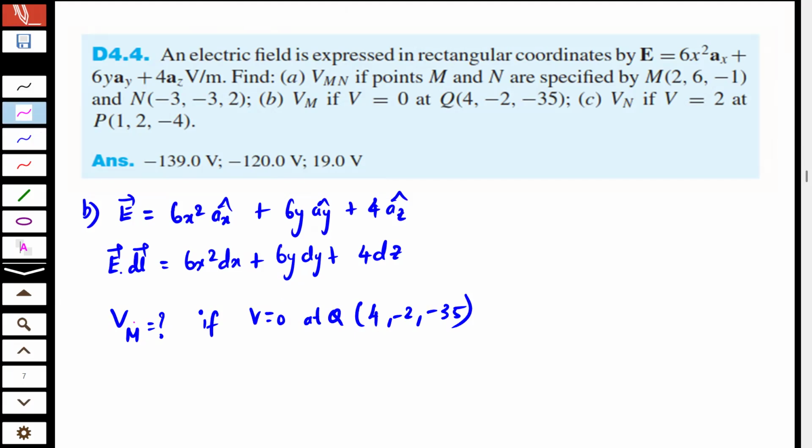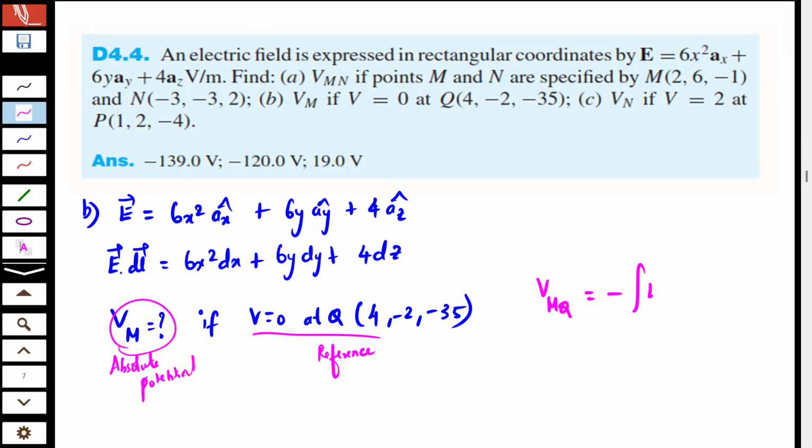Now, in this case, you are asked to find absolute potential. This is absolute potential, but reference potential is this. This is the reference. So reference point should be taken at Q. So first, we should find what is VMQ in this case, because reference is at Q, which can be written as minus line integration E dot dl. Reference is at Q, and the final position is M.